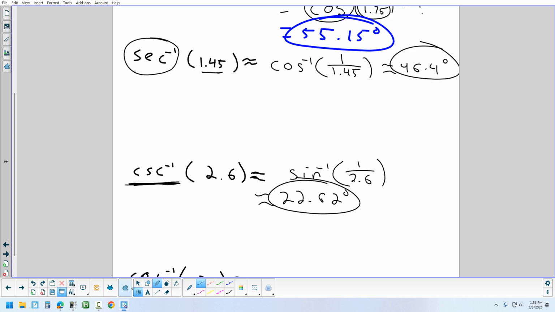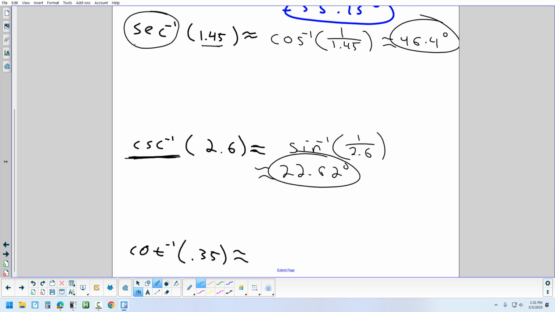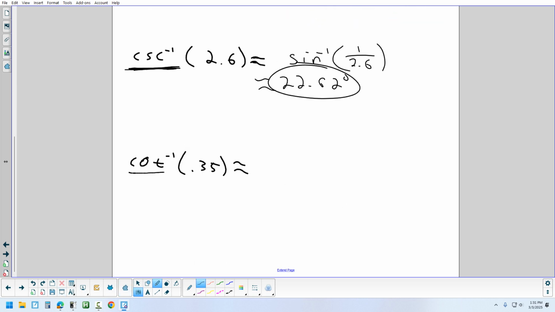Okay, and how about this one? That's inverse cotangent. Do we have a button for it? No, so we're going to the inverse of tangent. So change it to the function that it's connected with. And what do we do with the 0.35? 1 over 0.35. Right, you have to flip it. You only have to flip it if you change the trig function. If you don't change the trig function, don't flip it. Okay.